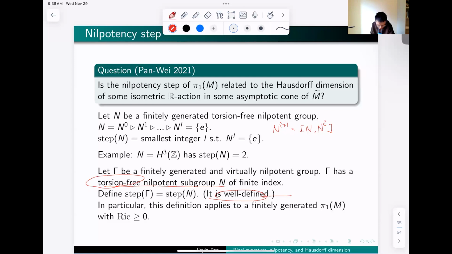And in particular, this definition applies to a finitely generated fundamental group with non-negative Ricci curvature, because we know it must be not only virtually nilpotent but finitely generated nilpotent. So we can talk about the step of pi_1(M). So that's essentially you take a torsion-free nilpotent subgroup of finite index, and you say, well, what's the step of that torsion-free nilpotent part?